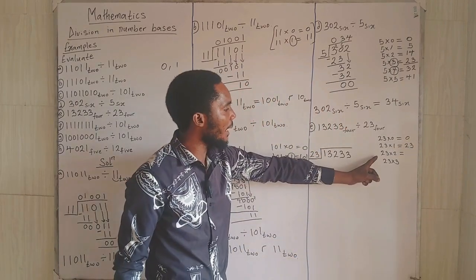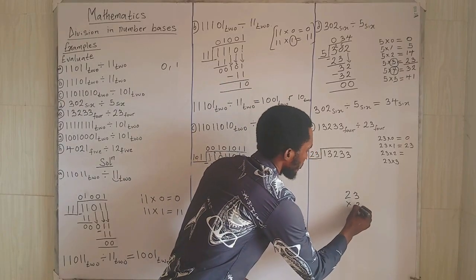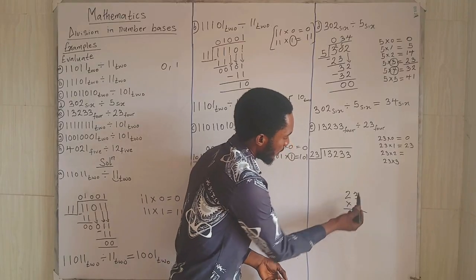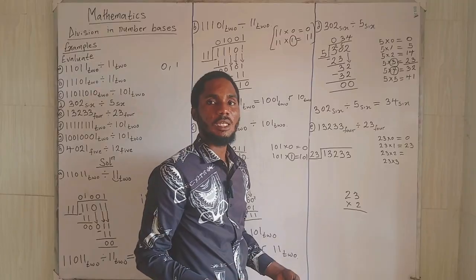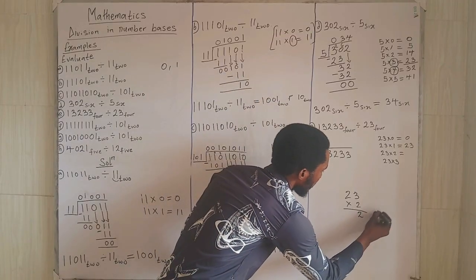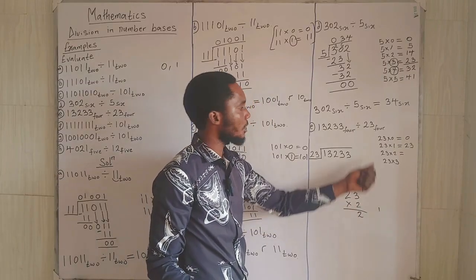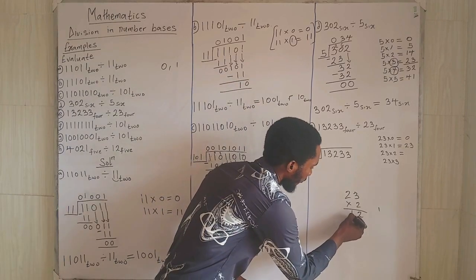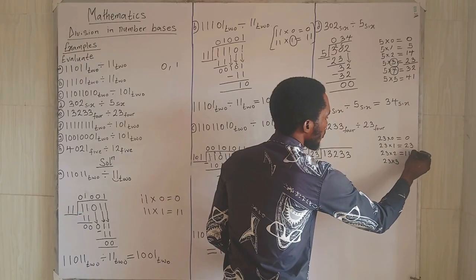Now, we want to multiply 23 and 2 together. We are working in base 4. 2 times 3, that is 6. It is greater than our base. 6 divided by 4, that is 1, remainder 2. We write the remainder and keep 1. 2 times 2, 4, plus 1, 5. Greater than the base. 5 divided by 4, that is 1, remainder 1. So we have this to be 112.